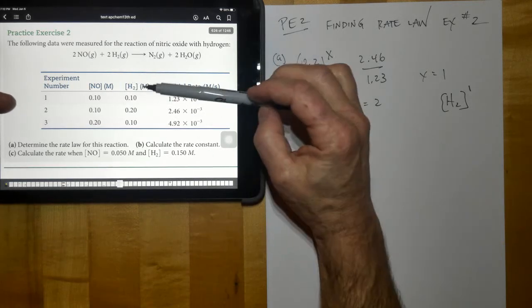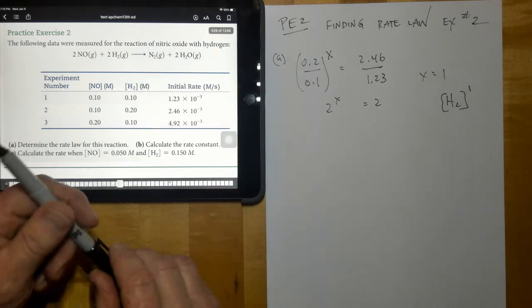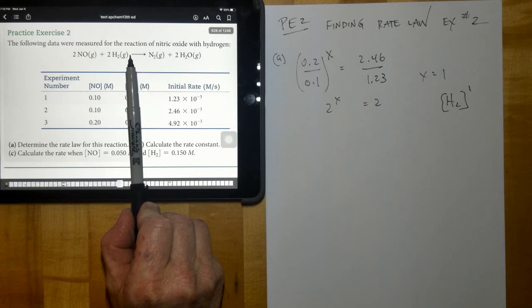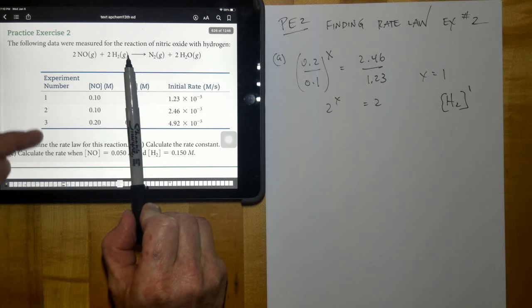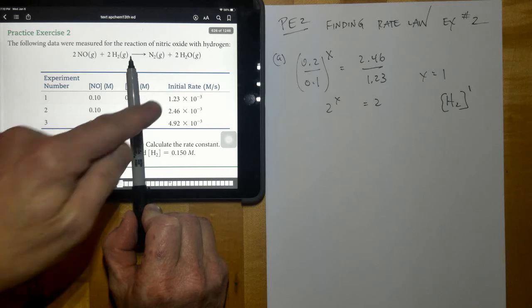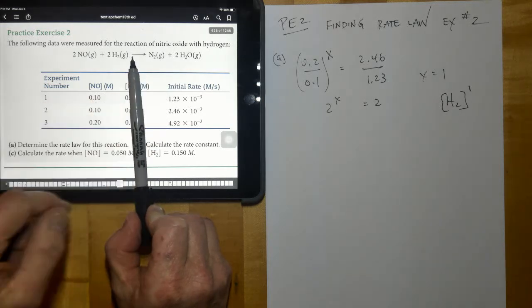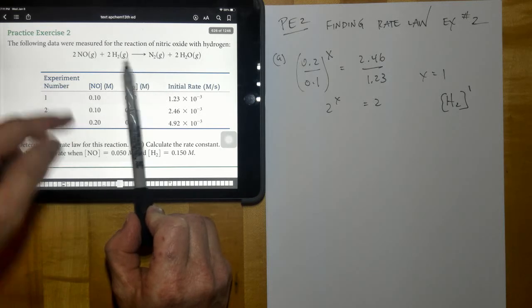All right, now let's look at a second set of experimental data. Let's go from 1 to 3, because hydrogen remains constant. So now we can take hydrogen out of the equation, and we can look from 1 to 3 for NO, and you can see that it doubles. The rate goes from 1.23 to 4.92. So take the big divided by the little, if you're going to do the math part. Big divided by the little.